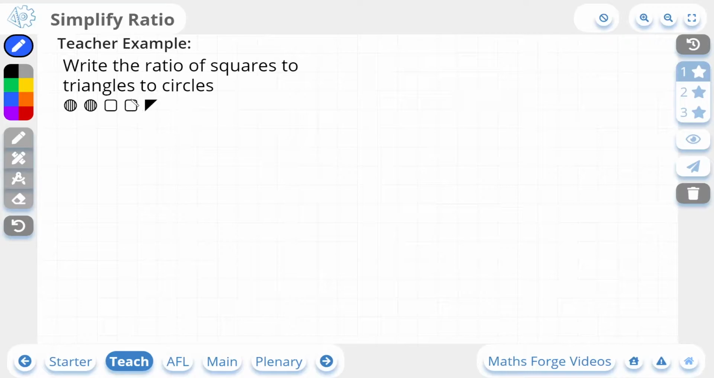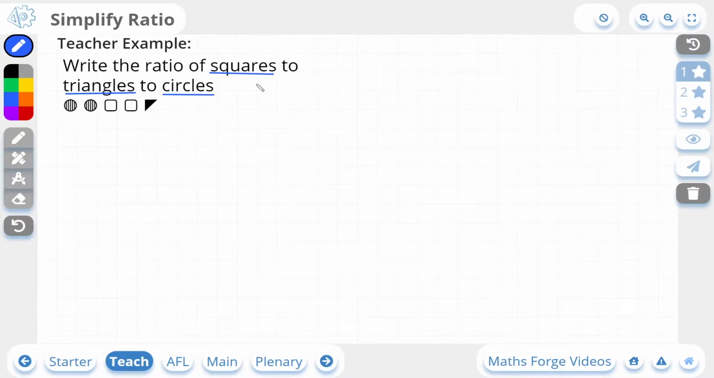So let's take a look at our first example. Write the ratio of the squares to triangles to circles. It's very important here to get everything in order. They're asking for squares first, triangles next, and finally circles. A ratio is a way to write quantities in their groups, and this is how it's done.